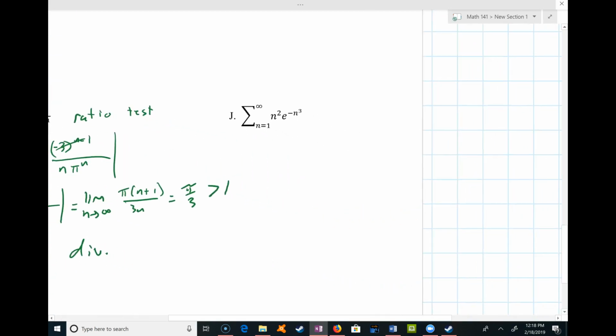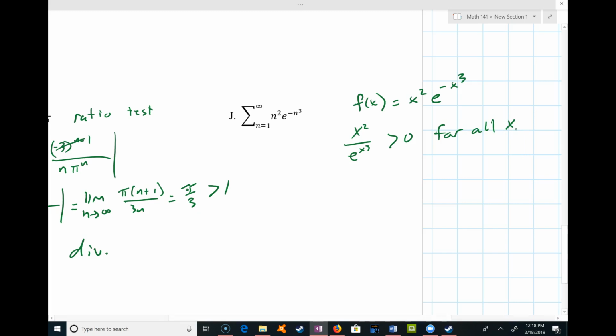This one looks like a potential integral test, so I'm going to try that. Since we haven't done one of those for a while, f of x is equal to x squared e to the -x cubed. And so then we need to show that that's positive. So x squared over e to the x cubed. Since x squared is positive and e to the x cubed is positive, this is going to be greater than 0 for all x.